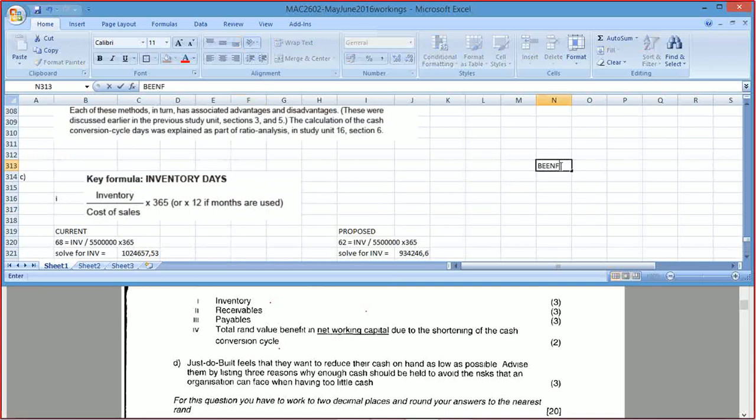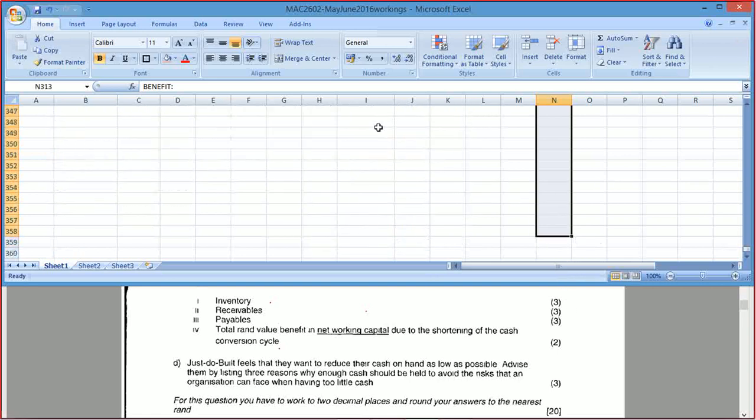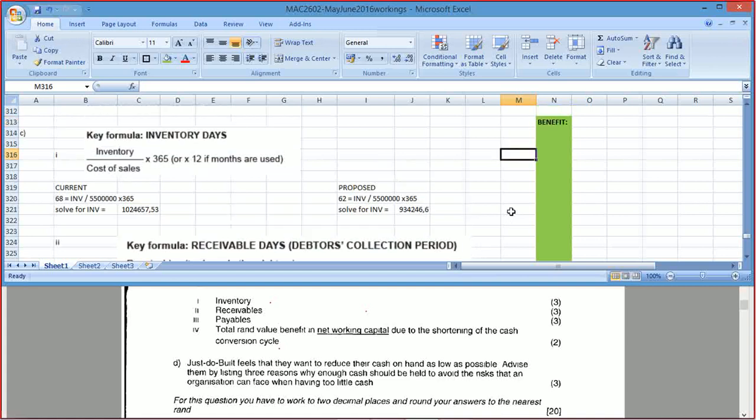Benefit. Let's do a column here, benefit. I want to know what the benefit is for all of these. Current inventory was that. Proposed inventory is that. Better or worse? Better, right? Current is this, minus proposed is that. So less inventory held. Benefit. Does that make sense? Current inventory is 1.02, proposed inventory is 934. That's the benefit, a saving. Make sense?